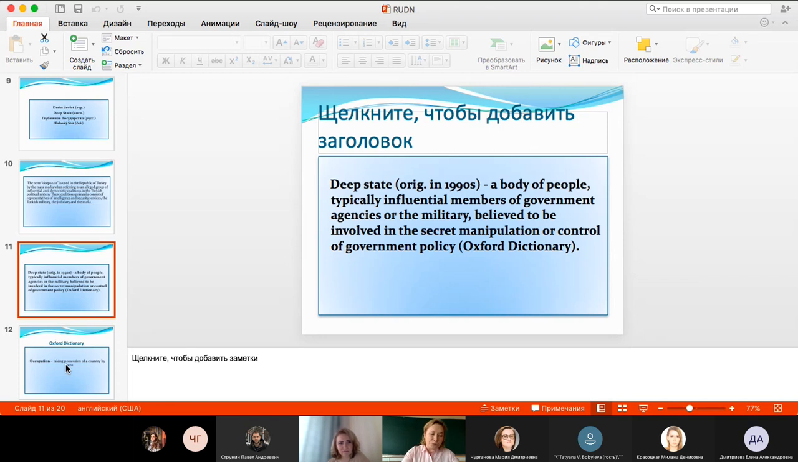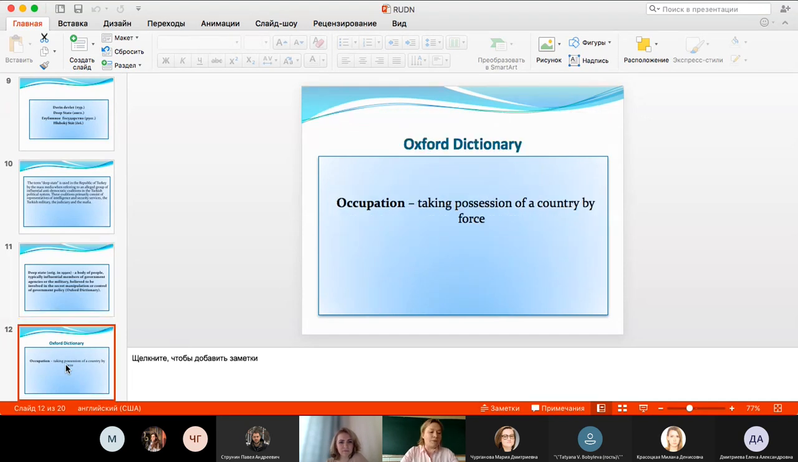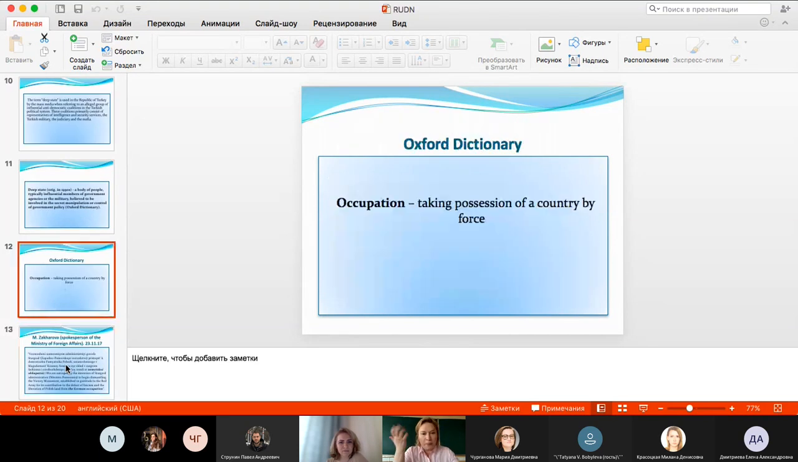So another vivid example of an ideologically bound unit whose meaning varies depending on what a representative of a particular country or a supporter of a particular ideology imbues with it. And this is the word occupation, right? Occupation, and in the Russian language, occupation means taking possession of a country by force.